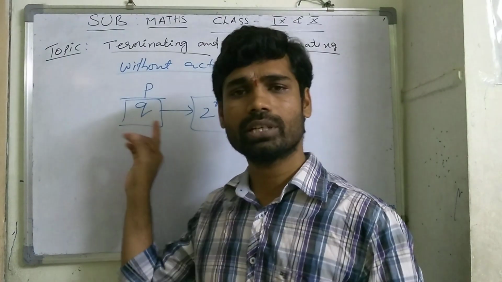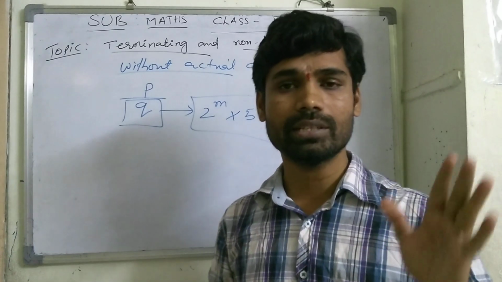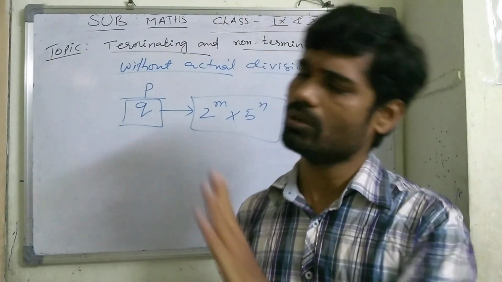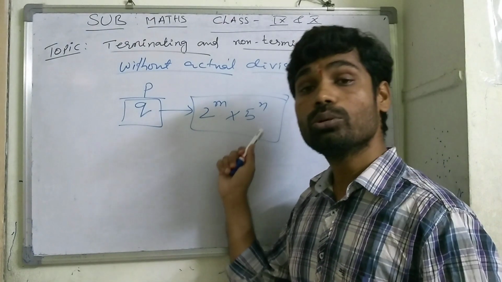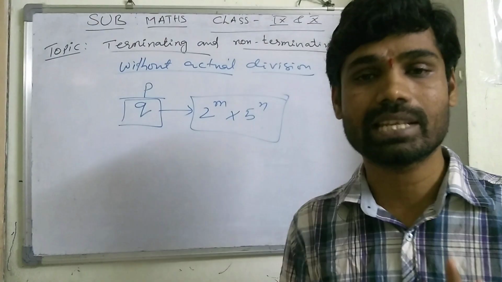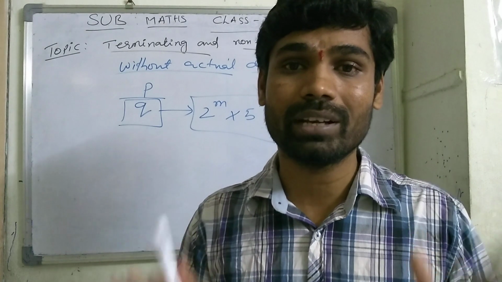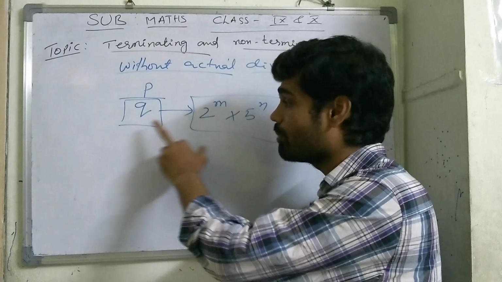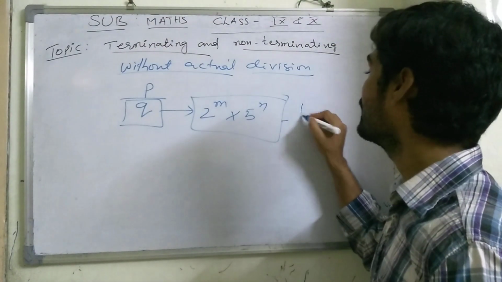Just observe whether the denominator is in the form of 2 power m into 5 power n, means the factors must be either 2 or 5, or both. Except these, any other numbers like 3, 7, 11, 13 and so on, we can say that is non-terminating. So let me observe now. The denominator should have either 2 or 5. Then what do we say? It is terminating.